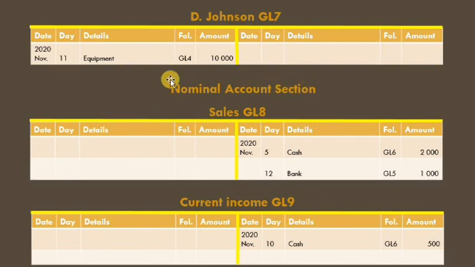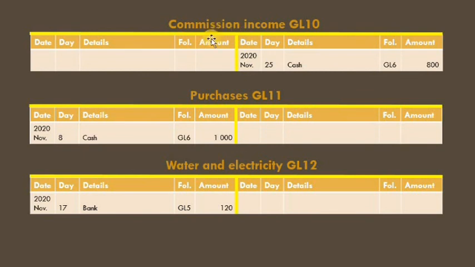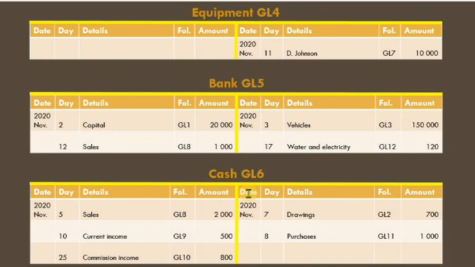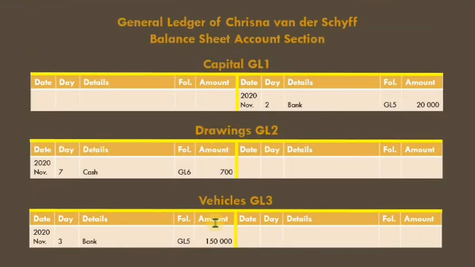Now we have the nominal account section, which will have our income and then expenses. So we had sales, here is the whole sales account. Then we had current income. Then we had commission income. And then we had the expenses of purchases and water and electricity. So in the end, this is the way that your general ledger will look like.